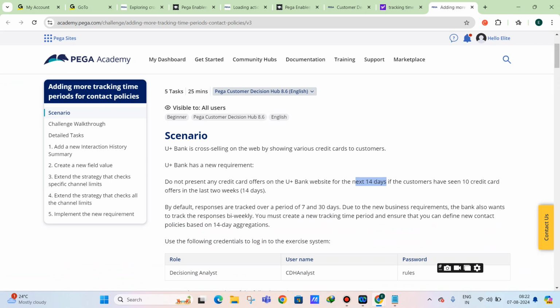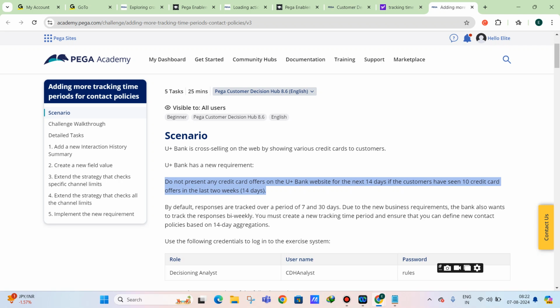That means the customer has seen the offer, which means he has made an impression. He has made 10 impressions, 10 credit card offers. That is the meaning of this. Do not present any credit card offers on the Uplus Bank website for the next 14 days if the customer has seen 10 credit card offers in the last 2 weeks.